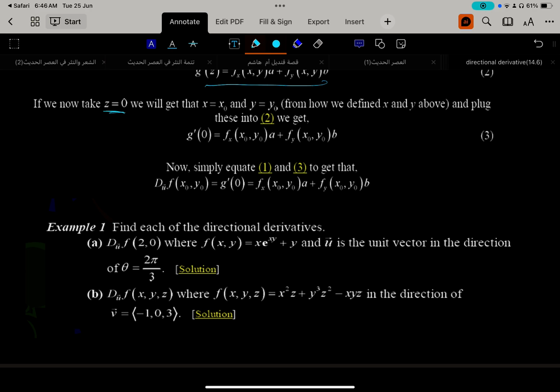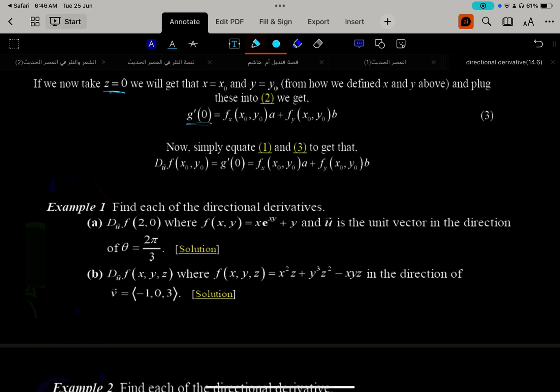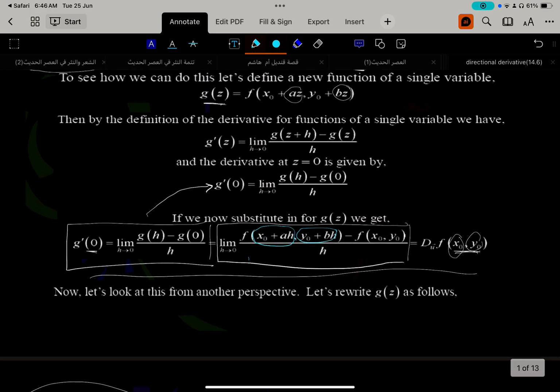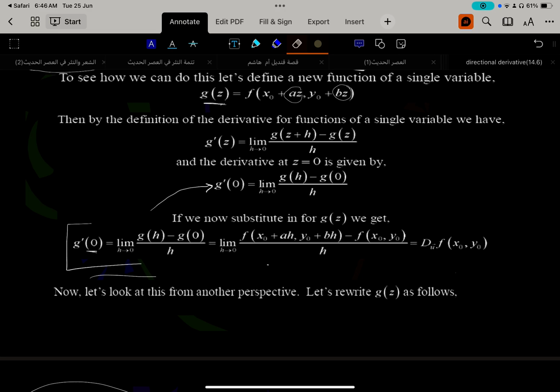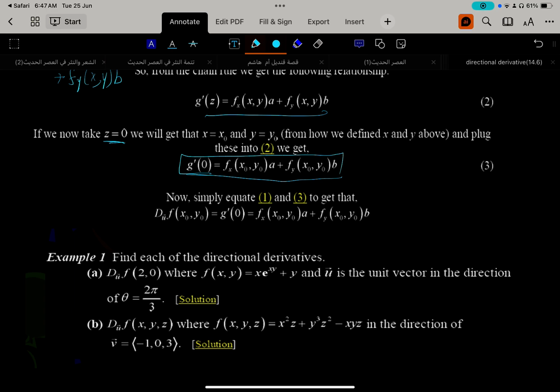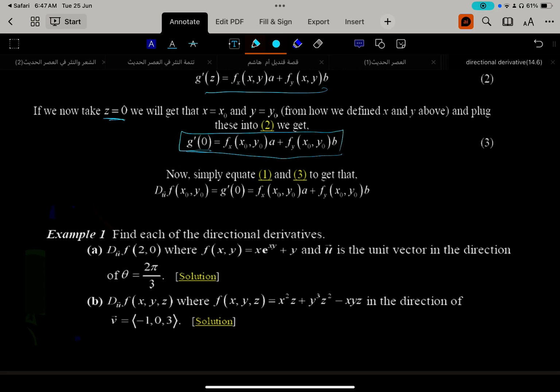And now if we equate this g prime of 0 with the results we got there, sorry, okay, so we said here g prime of 0 is basically the directional derivative. And then if we equate this with this g prime of 0, we get that directional derivative. Now this is the definition. We got to the definition.